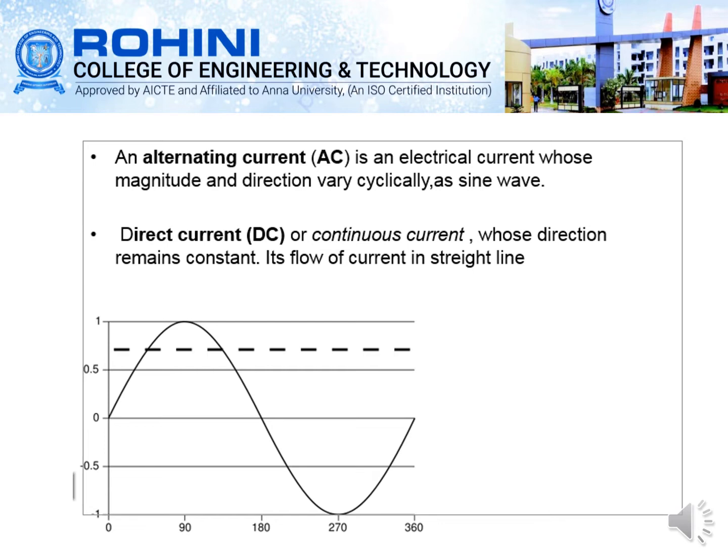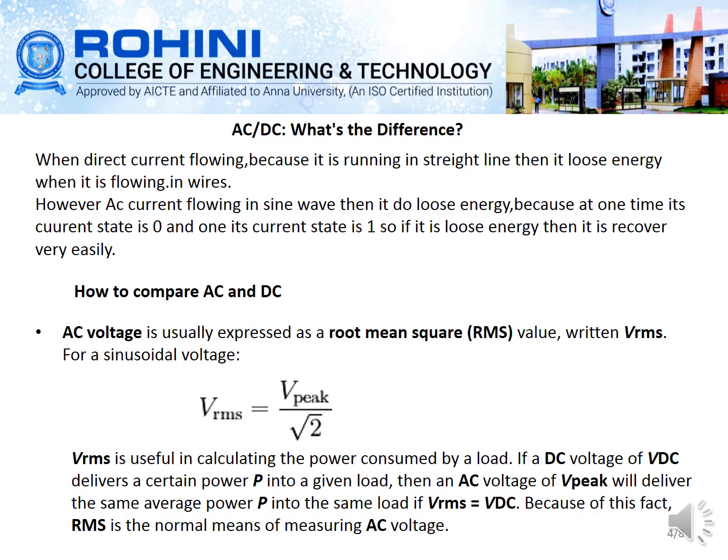Alternating current is an electrical current wave whose magnitude as well as direction varies cyclically, like a sine wave. In the case of direct current, the direction remains constant and the current flows in a straight line. You can see the flow of current in a straight line, that is DC current, and the AC current, which is an electrical current whose magnitude and direction vary in a cyclic manner, as shown in the sine wave.